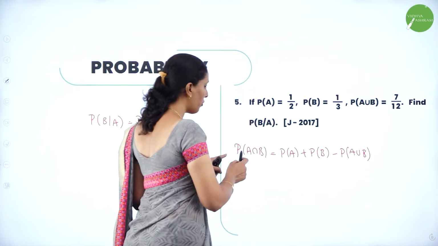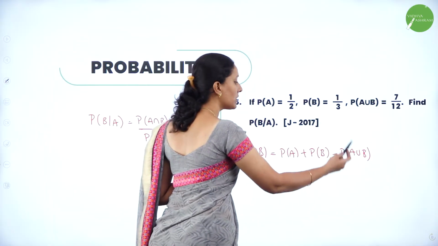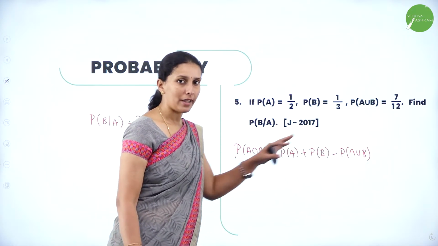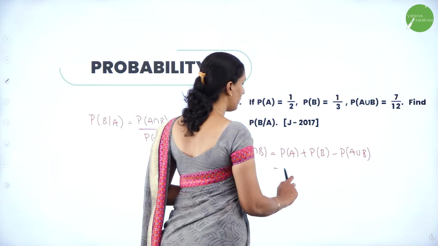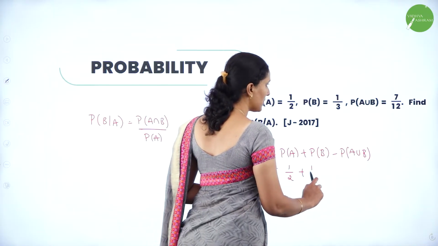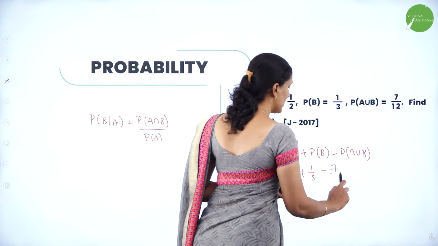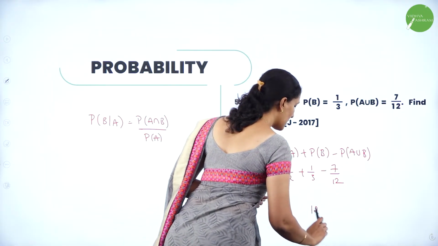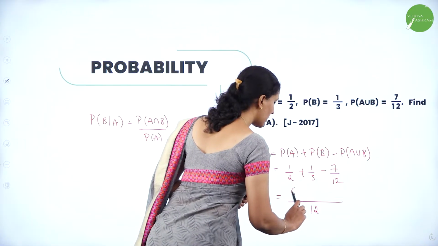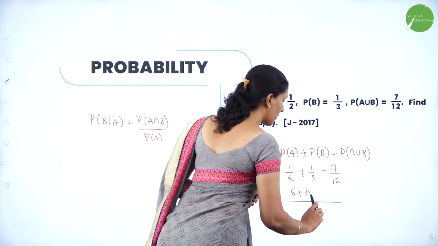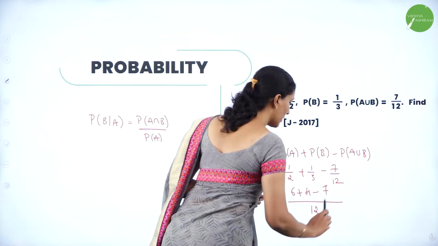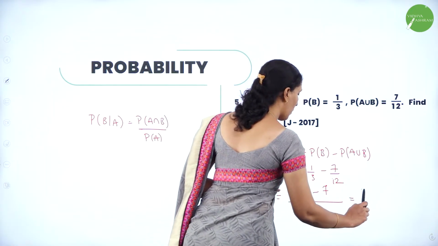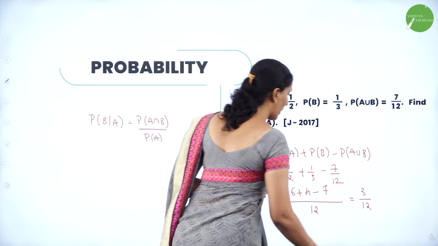So, if you want to find out A or B, then you need to subtract A and B. If you want to find out A and B, then you need to subtract A or B. Therefore, here we will get 1 by 2 plus 1 by 3 minus 7 by 12. Now if you take the LCM, you will get 12 as the LCM. So, 2 6s are 12, 3 4s are 12, minus 12 1s are 12. So, 6 plus 4 minus 7, whose value is equal to 3 divided by 12.